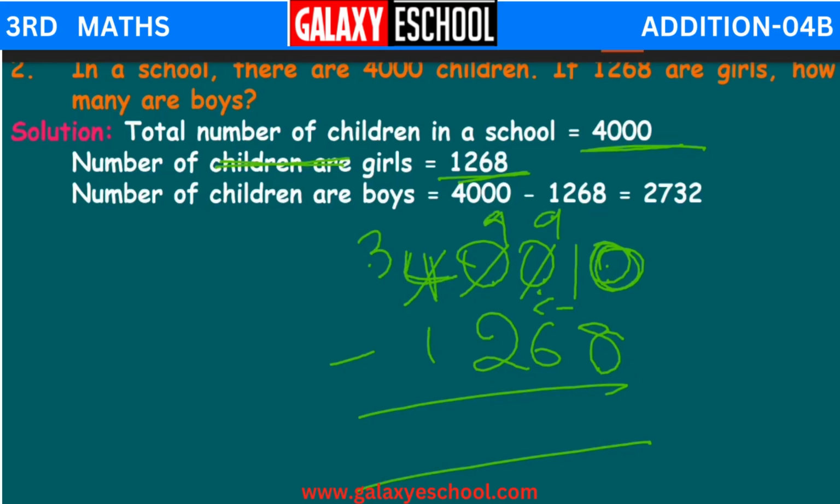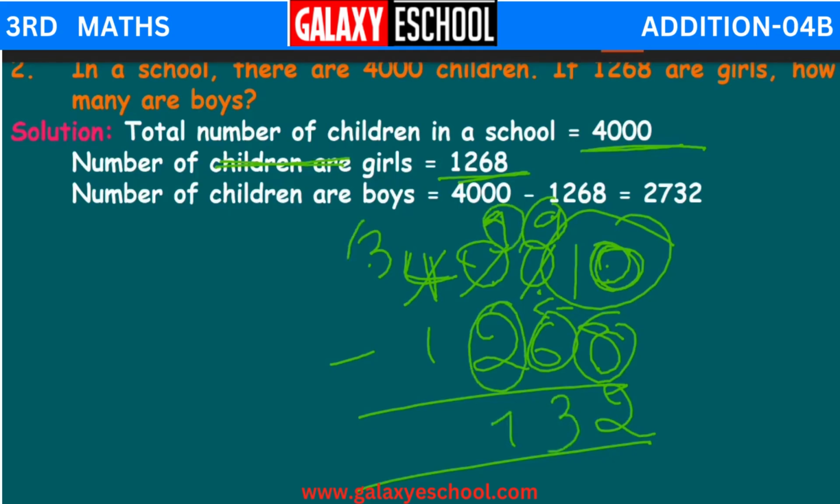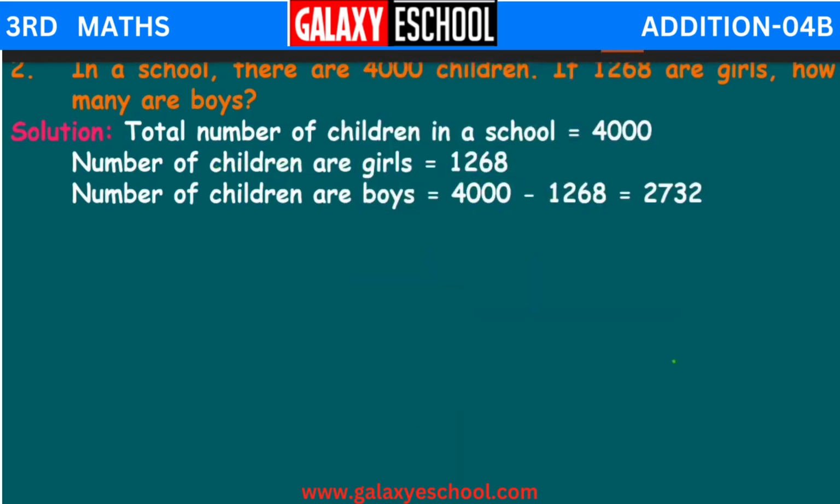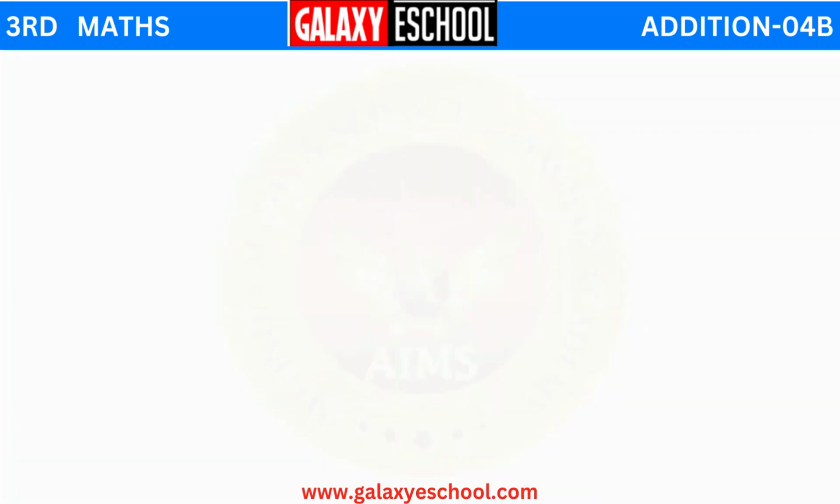Yes, 4 becomes 3. 10 minus 8 becomes 2. 9 minus 6 becomes 3. 9 minus 2 becomes 7. 3 minus 1 becomes 2. So this 2,732 is the number of boys, the number of children that are boys. From this 4,000, 1,268 are girls and 2,732 are boys. Is that clear, children?